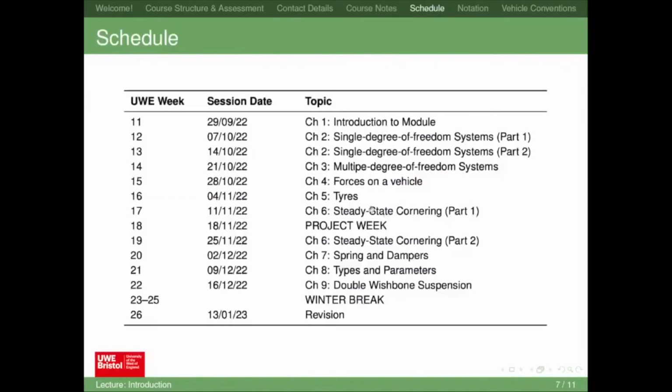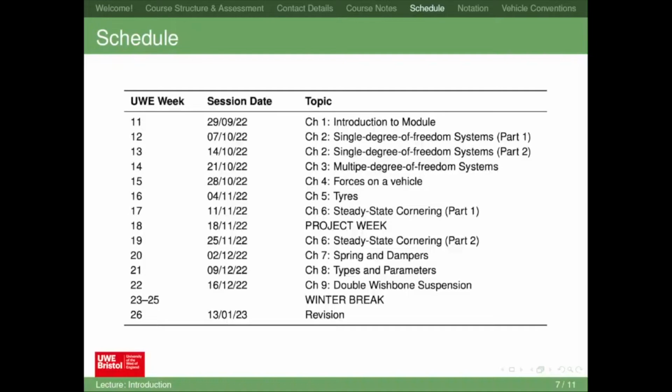So in terms of the schedule, we're on UE week 11 at the moment; we're going to be using UE weeks. That's the 29th, which is today: the introduction to the module. Next week, on the 7th, which is the Friday, we're going to start with Chapter 2, Single Degree of Freedom Systems, broken into two weeks, Part 1 and Part 2. Then Chapter 3, Multiple Degree of Freedom Systems, I've got a spelling mistake there. Then forces on the vehicle, tyres, steady-state handling, then there's Project Week, when there's no teaching for you, to focus on projects.